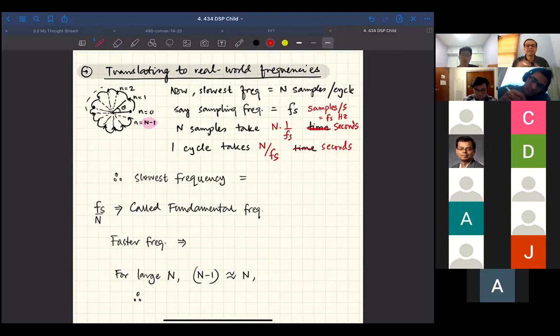Okay. So if one cycle takes this much seconds, can I ask you the reverse question? How many cycles did you do in 1 second? One cycle takes 10 seconds. How many cycles did you do in 1 second? Do the inverse of n. Inverse of n, which is Fs by n cycles per second, which is nothing but Fs by n hertz.